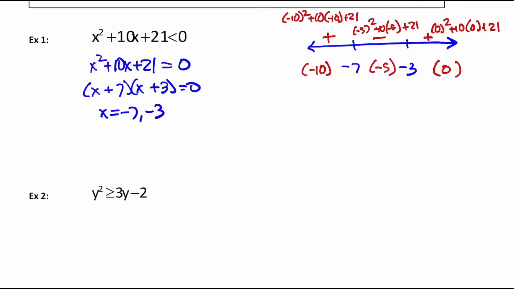All right, so now, how do I know which pieces I want? Do I want the positive pieces, in which case would be that? Or do I want the negative piece, in which case would be this interval? Well, that goes back to the original inequality. Notice this says less than 0. That means negative. That means I want the negative piece. So here to here, this is going to be my solution. The solution to this inequality right here is going to be negative 7 is less than x is less than negative 3.